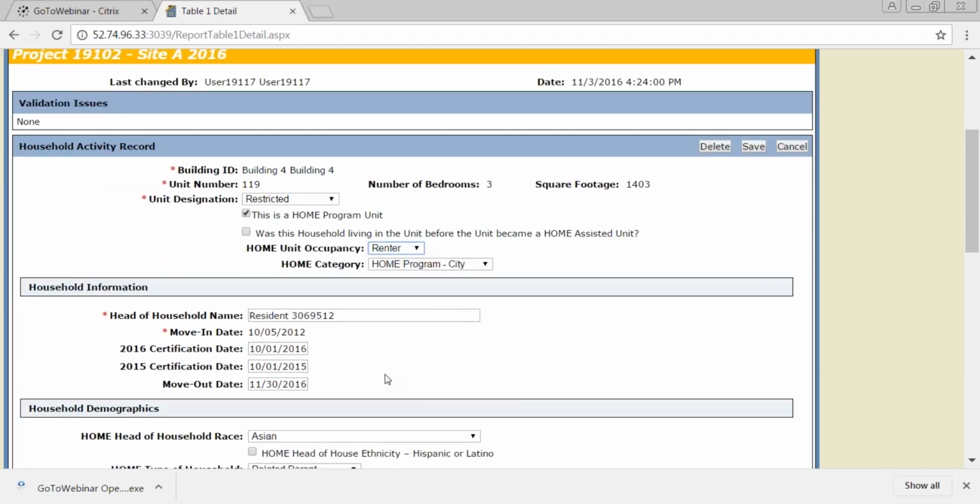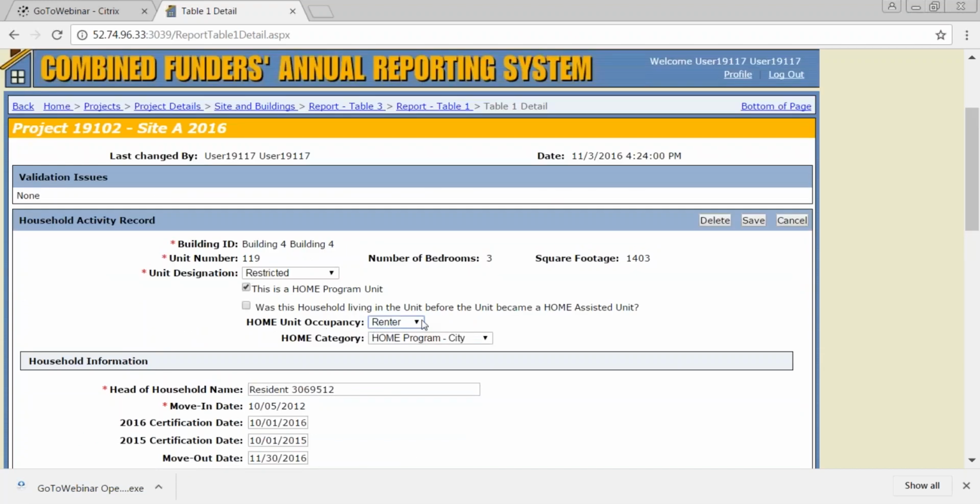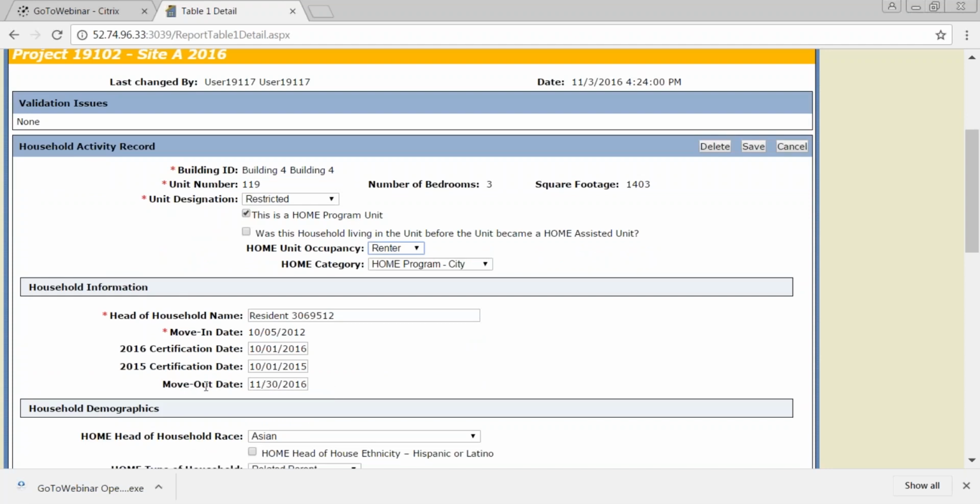So in this case, the home unit occupancy renter was selected, and we could see this more if you look at your Table 1 Excel export, but the move-out date is toward the end of the year, and this unit was actually vacant at year-end. So it should have been selected vacant. The next is the home program category, and this is where you pick which jurisdiction funded your home unit, state, county, or city. And so if you have more than one home funder, you want to make sure that you're providing the correct breakdown.